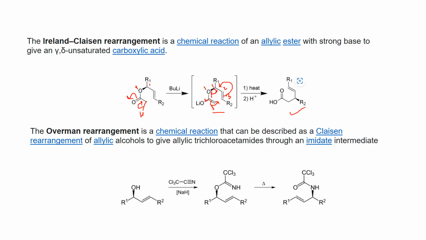So if you have any allylic ester, in the presence of a strong base, this hydrogen will be abstracted, forming this enol type of compound, and in the presence of heat it will undergo this 3,3 sigmatropic reaction, forming this gamma,delta-unsaturated carboxylic acid.